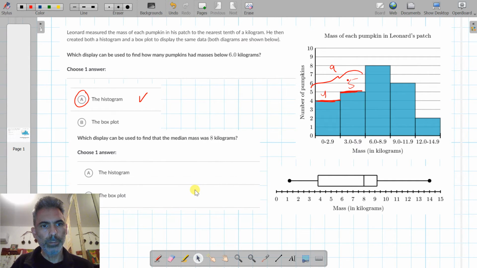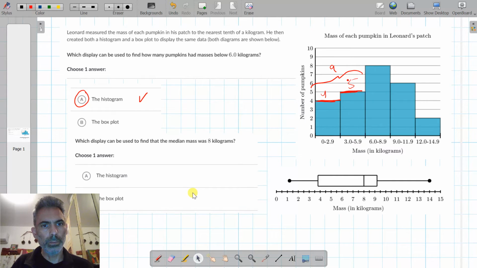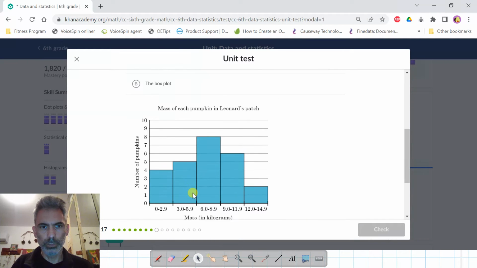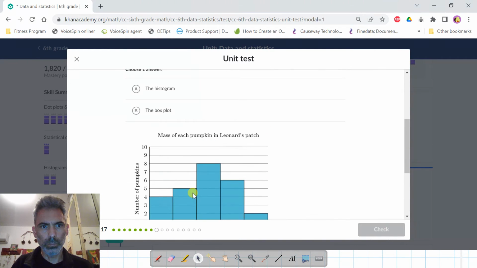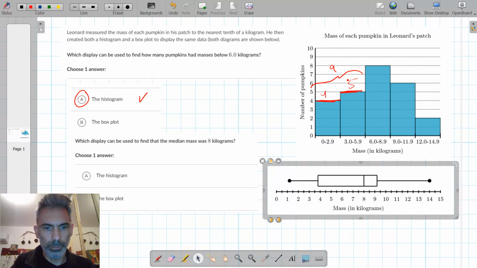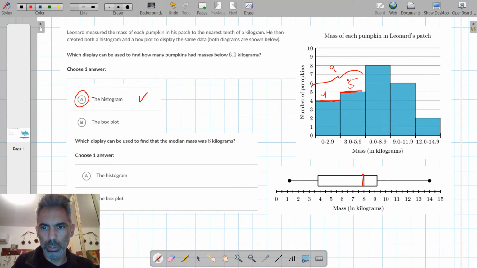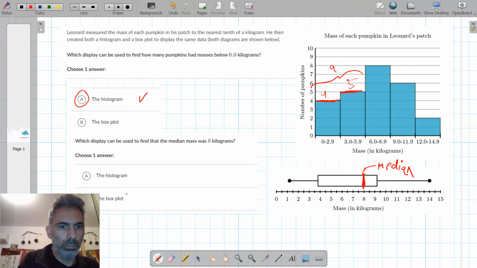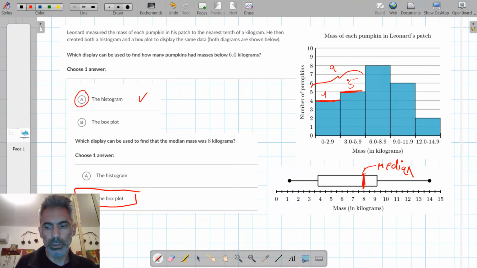Which display can be used to find that the median mass was 0.8 kilograms? Okay, so this is clearly shown in the box plot. The box plot shows us the median, which is 0.8. This is the median. So, of course, the box plot is the correct answer here.